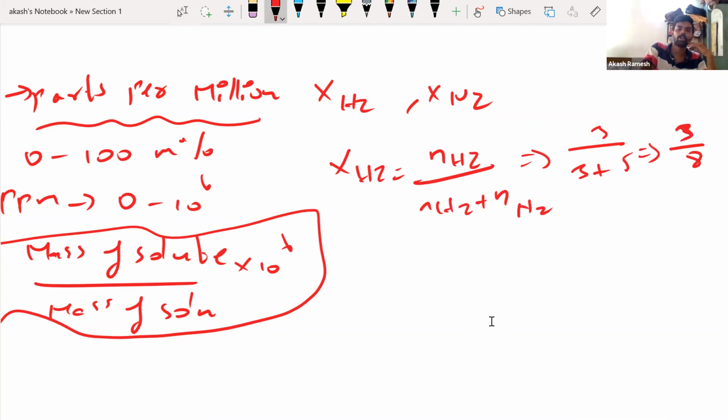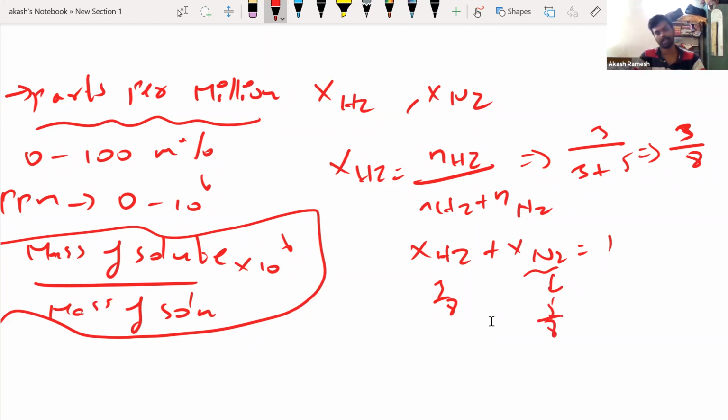Now, you don't have to calculate for N2 because I know X of H2 plus X of N2 will be equal to 1. The total mole fraction of all the components, if you sum it up, will be equal to 1. So now I know this is 3 by 8, so you can calculate this one. It will be 5 by 8. N2 would be 5 divided by 8. Or you can again use the formula, number of moles of N2 divided by number of moles of H2 plus number of moles of N2. Same thing you will get. Very simple question. It's a direct formula solution.